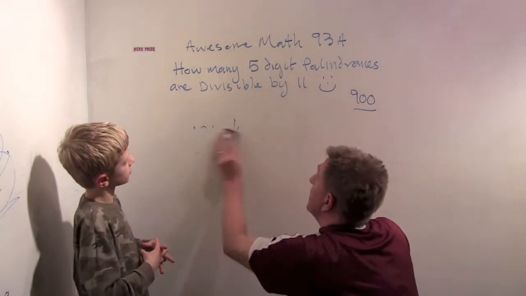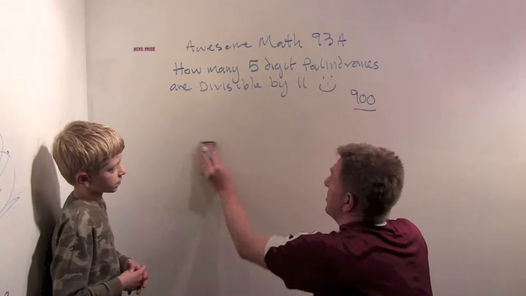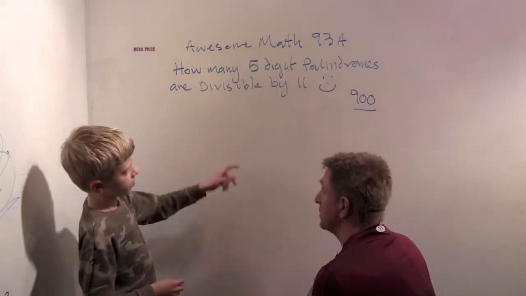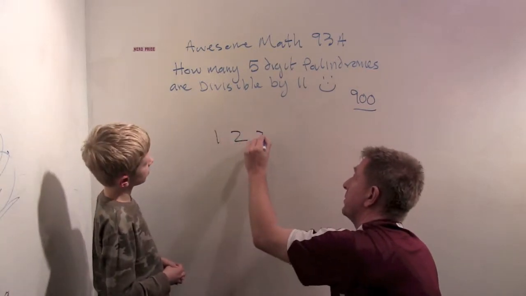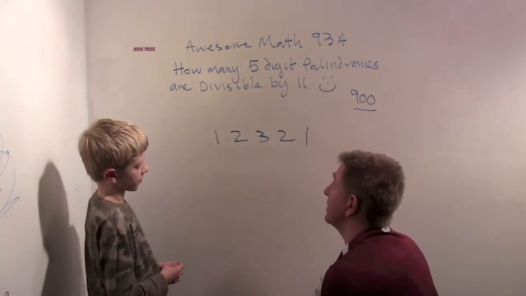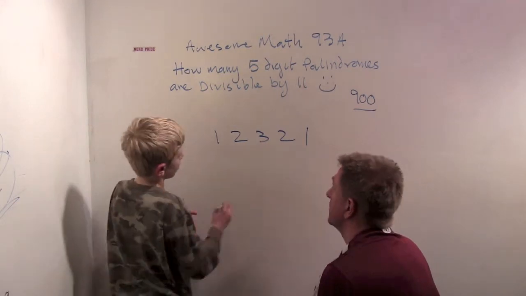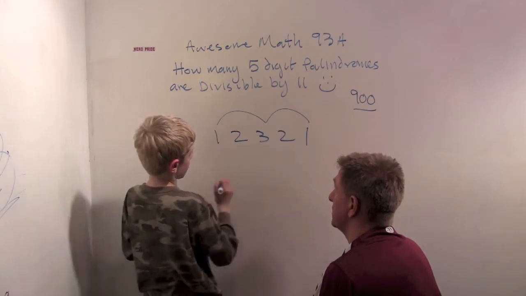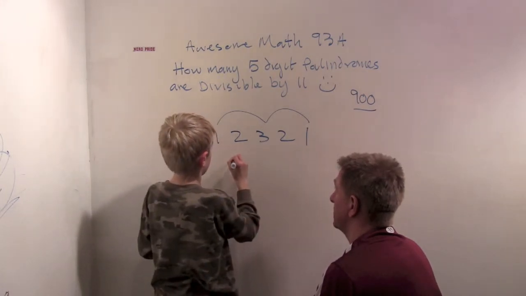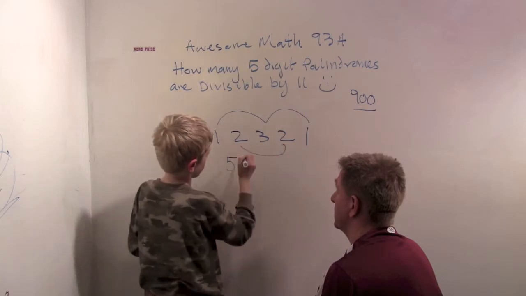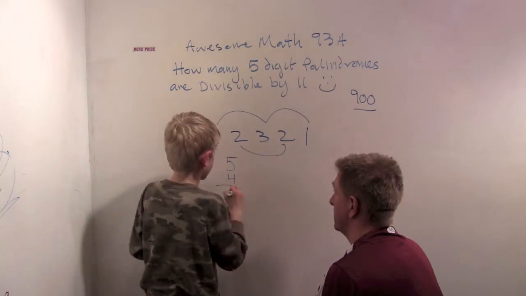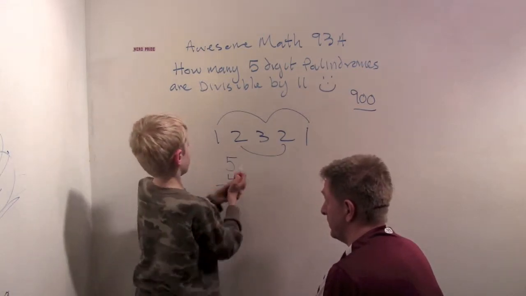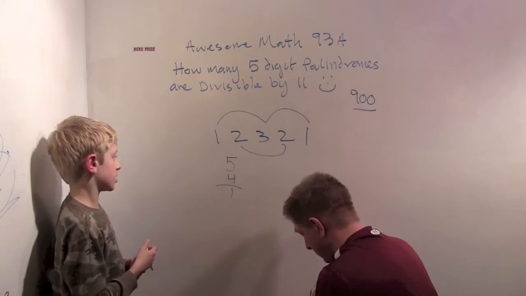Now, give me a 5-digit palindrome. Just make one up. You could use 1, 2, 3, 2, 1. How do we check if a number is divisible by 11? Well, we add these odd digits, so that would be 5, and then we subtract the even ones. So this one would not be divisible by 11. What has to happen when we subtract? If it is equal to a multiple of 11, then it's divisible by 11.